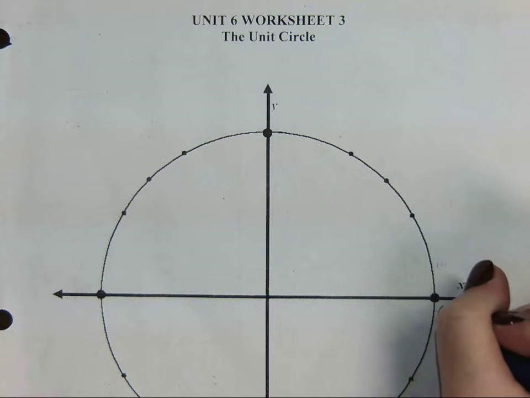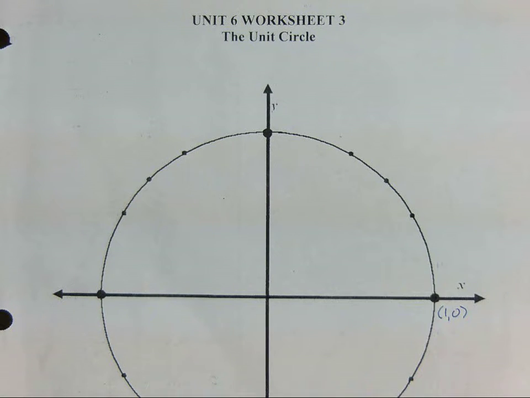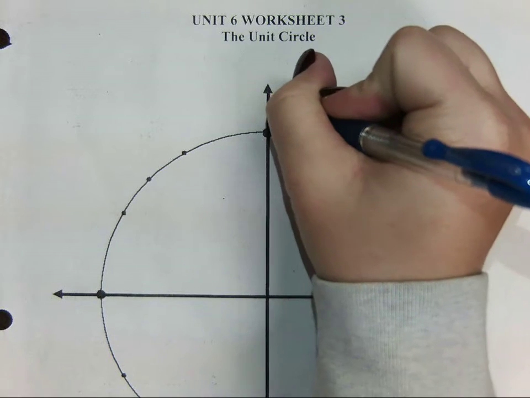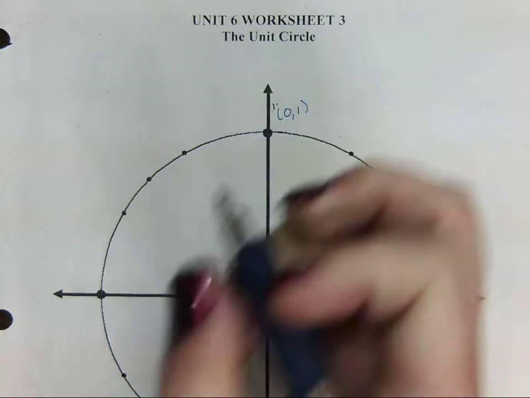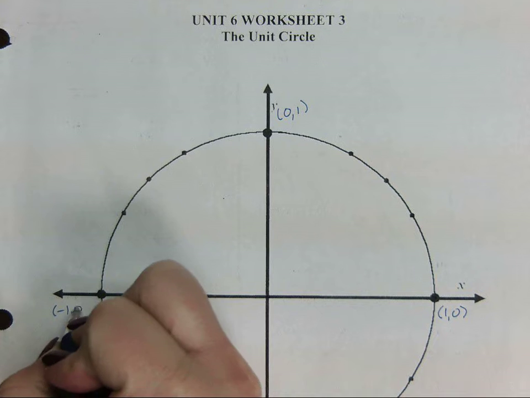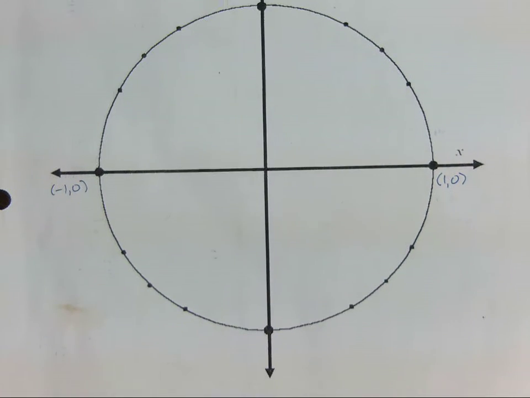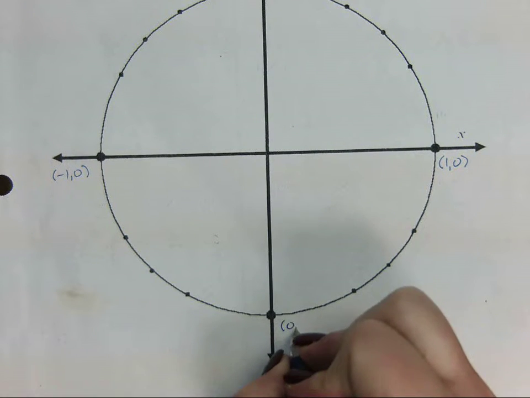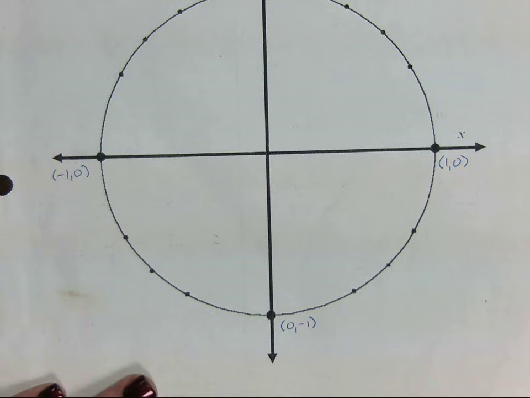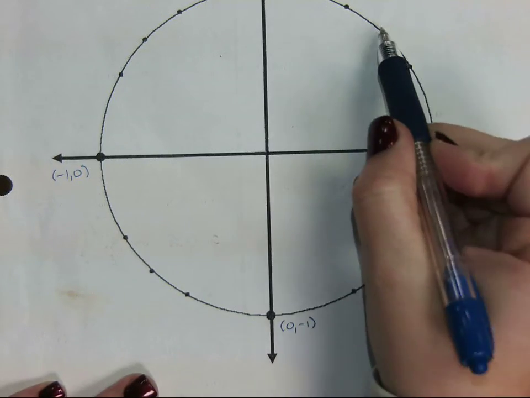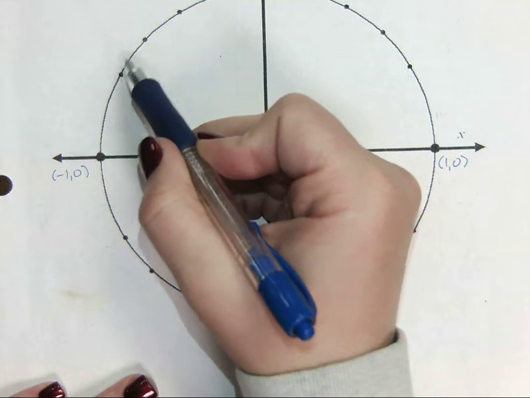So this coordinate right here is the coordinate 1, 0, okay, 0, 1, negative 1, 0, and then down here is 0, negative 1. And so what we want to do is look at how special triangles lay on the unit circle to help us find the other coordinates that are around the circle.